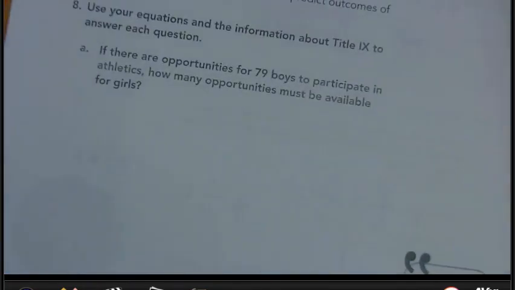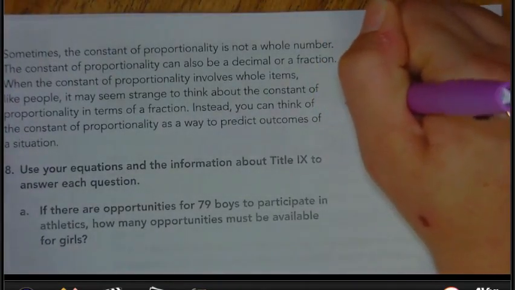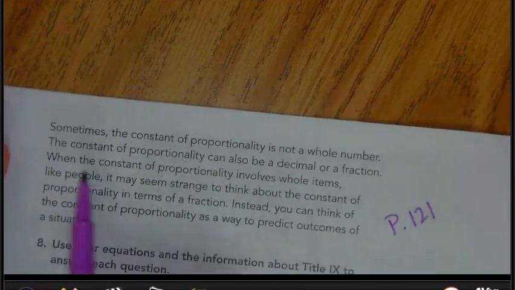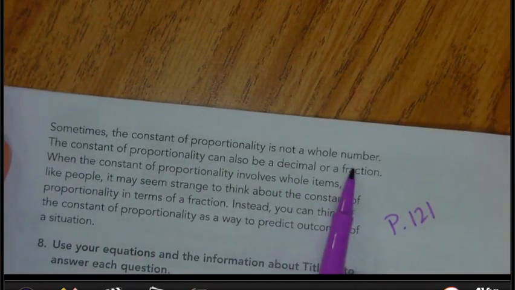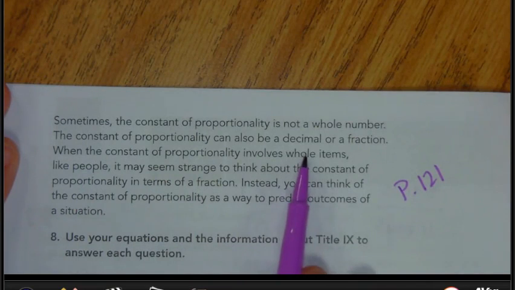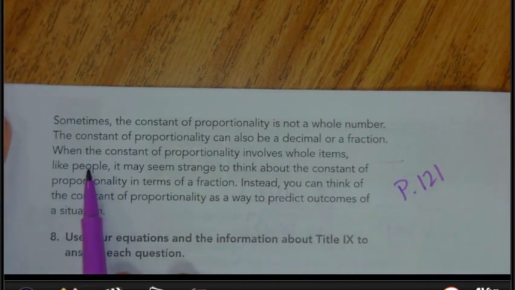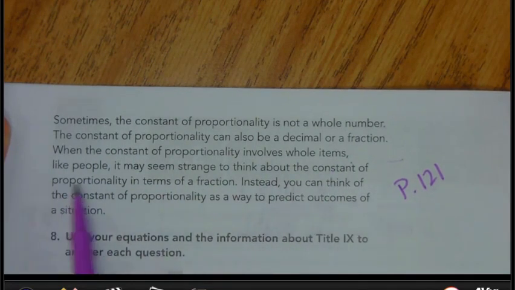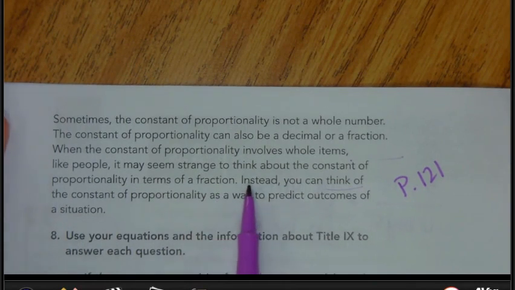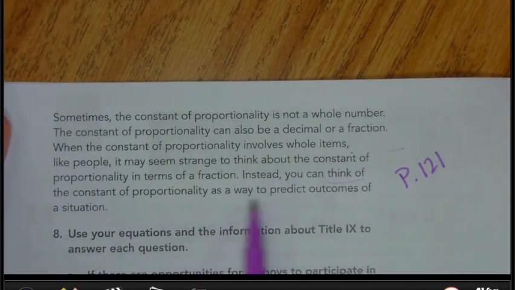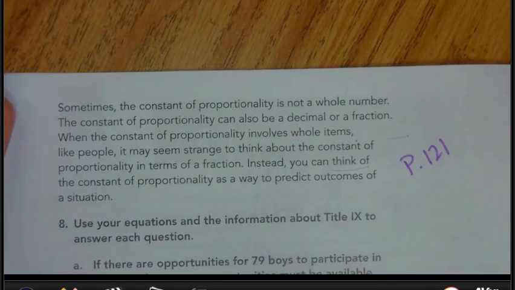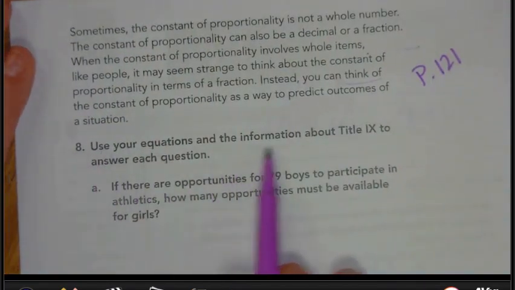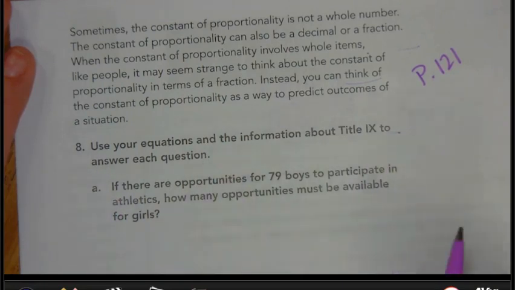All right, and then let's look at one more very quickly. So this one, I've flipped over to page 121 here. All right. So sometimes the constant of proportionality is not a whole number. The constant of proportionality can also be a decimal or a fraction, which we just saw. When the constant of proportionality involves whole items like people, it may seem strange to think of the constant of proportionality in terms of a fraction. Instead, you can think of the constant of proportionality as a way to predict the outcomes of a situation. All right, so here's your equation and the information about Title IX to answer the questions.